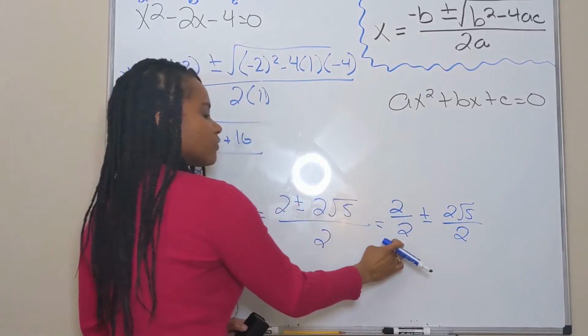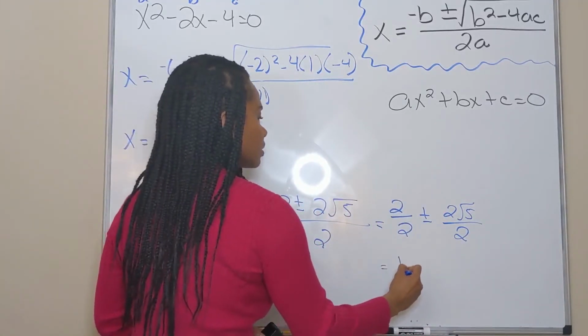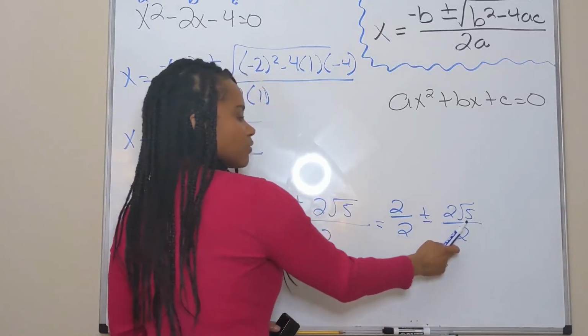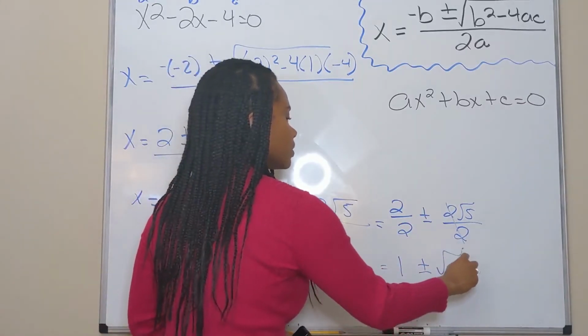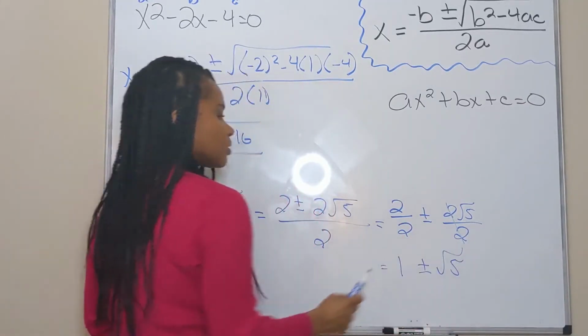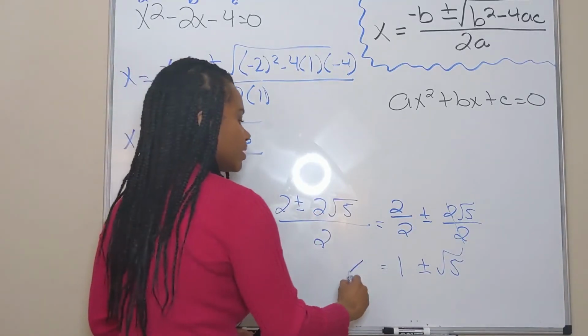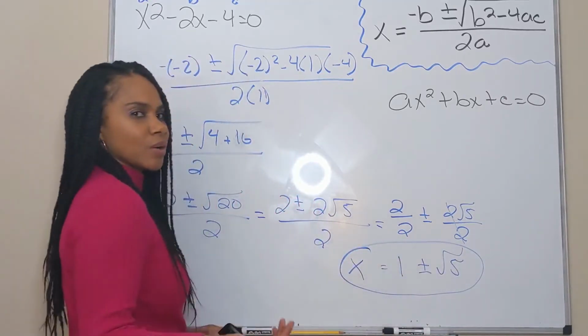All right, so 2 over 2 reduces to 1, plus or minus. That 2 over 2 also reduces to 1. We're not going to put the 1. And so I'm left with just the square root of 5. And that is my answer. x is equal to 1 plus or minus the square root of 5.